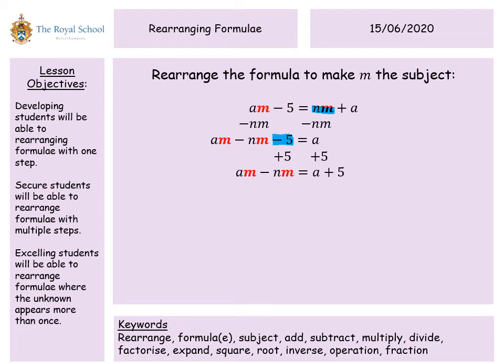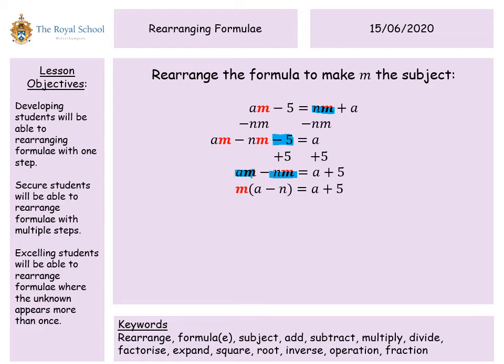So this is a really nice point to be at now in rearranging our formula, because I've got two terms here that have m's in on the left hand side, and then I've got my other terms on the right hand side. So now I can isolate my m letter out of there by factorising again. Both of these terms on the left hand side have an m in them, so let's factorise m out. We end up with m brackets a minus n equals a plus 5. Remember, that's the hidden times sign there. M has been multiplied by that set of brackets, a minus n.